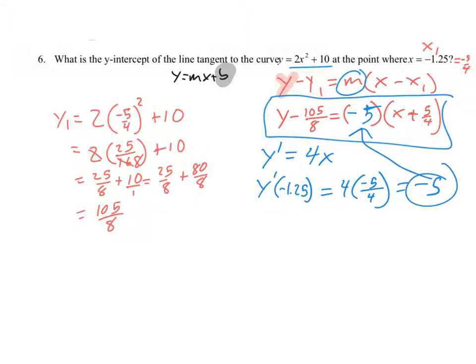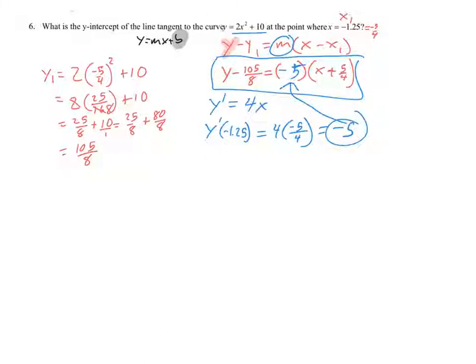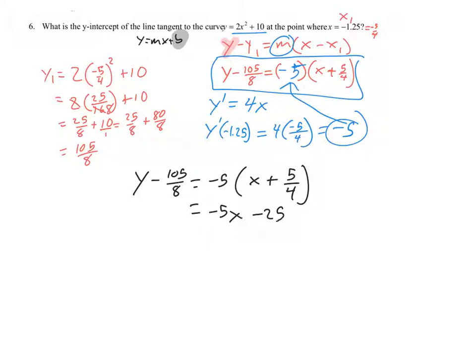So I'm going to kind of shrink this down a little bit, so give me some space. Okay, so let's think about what this is. This is y minus 105/8 equals negative 5 times x plus 5/4. Okay, if I distribute that negative, it would be negative 5x, and then this would be like minus 25/4. And I got y minus 105/8. Okay, we don't want that 105/8 there. We want to get it back to this form, right? So I need to add 105/8 to both sides.